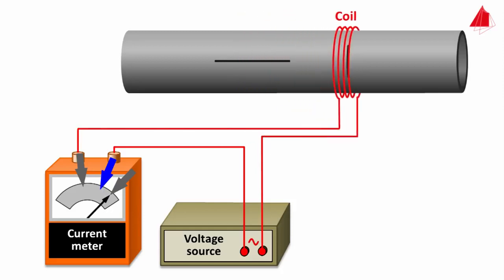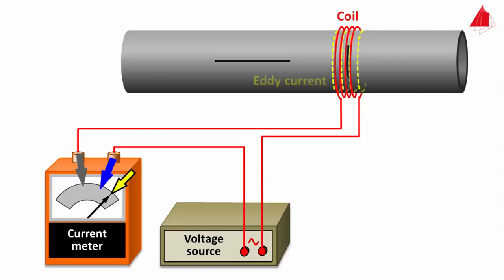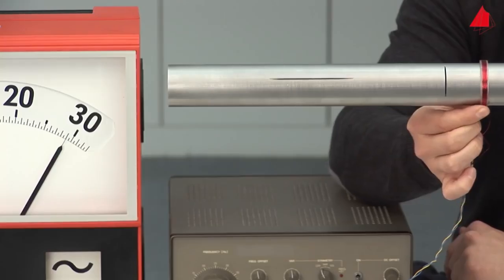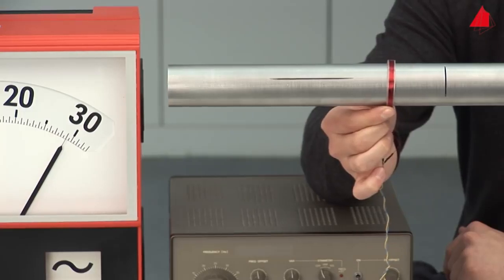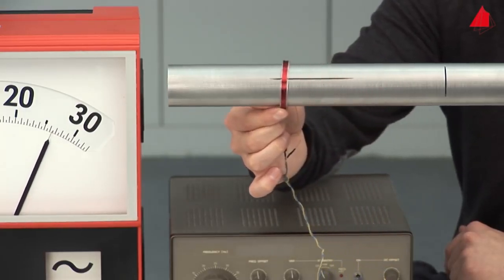Full current consumption at the region with the saw cut in circumferential direction, as if there were no cut at all. The flow of the eddy current is almost undisturbed. Obviously, it is not possible to detect crack-like defects that run along the flow lines of the eddy current. Back in the laboratory, we observe the same phenomenon in reverse direction.